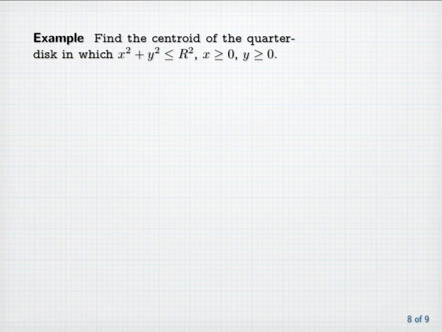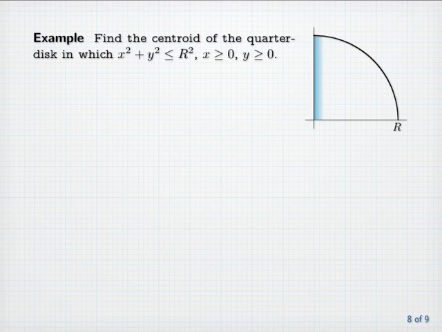Now let's look at another example. Find the centroid of the quarter disk in which x squared plus y squared is less than or equal to r squared, and x and y are both greater than or equal to 0. So our region here is the first quadrant portion of a disk with radius r.